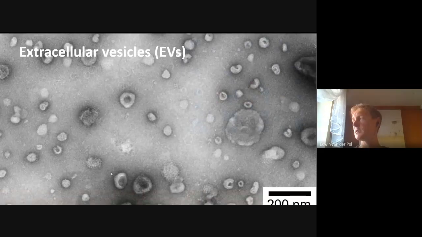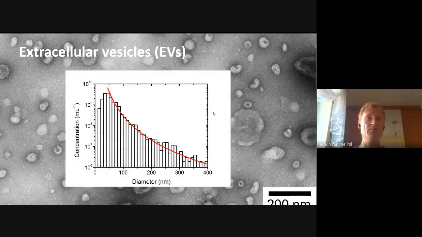Now, what are these? Here in the background you can see a transmission electron microscopy image of extracellular vesicles, in this case from urine. This was my own urine. As you can see, these vesicles have different shapes and different sizes. Regarding the size, they are small. The scale bar is 200 nanometers, and the vesicles are really small, most of them even below 100 nanometer. You can see a size distribution here: the concentration of vesicles per milliliter on a logarithmic scale versus the diameter, nicely following a power law function right from the peak.